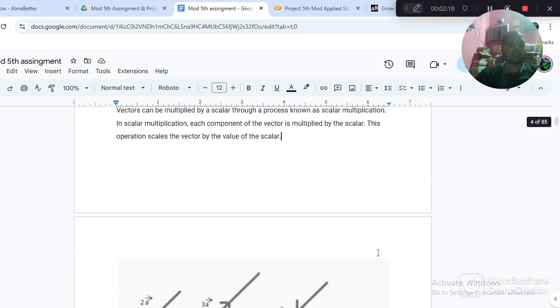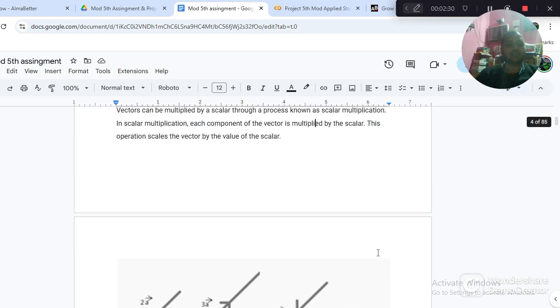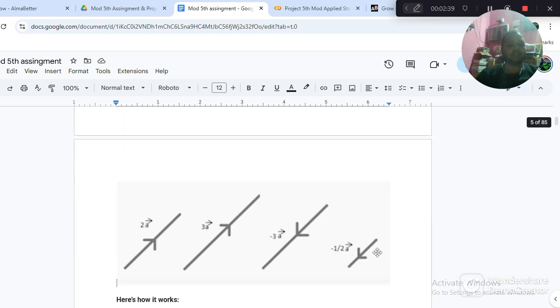Now question number 5. How can vectors be multiplied by a scalar? Vectors can be multiplied by a scalar through a process known as scalar multiplication. In scalar multiplication, each component of a vector is multiplied by the scalar. This operation scales the vector by the value of the scalar.